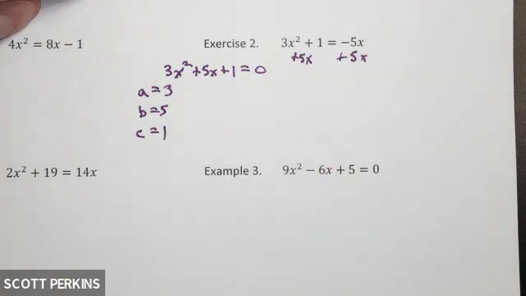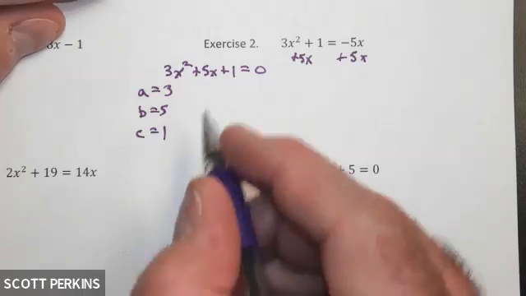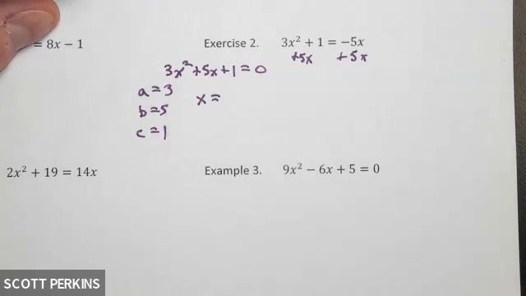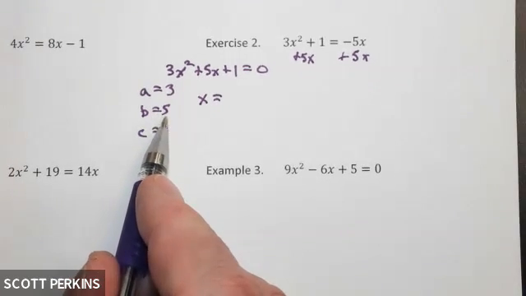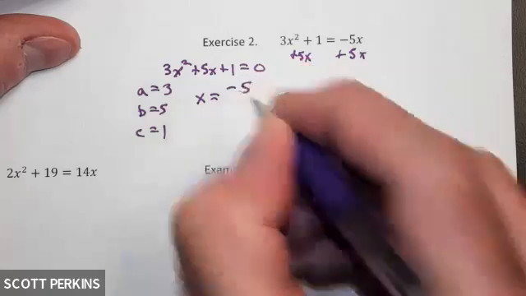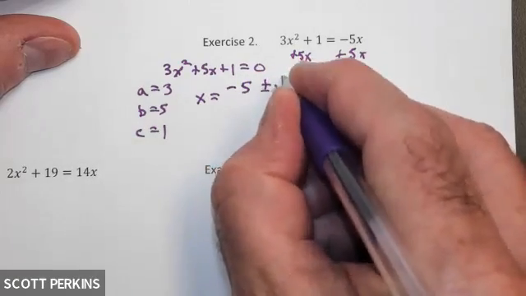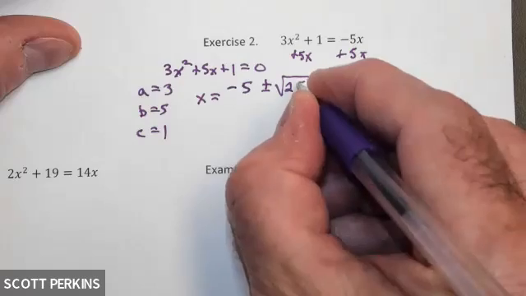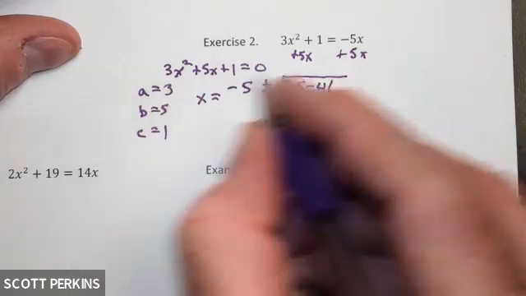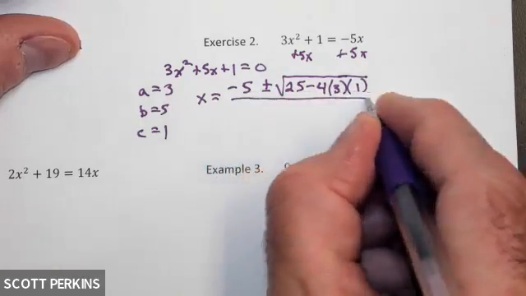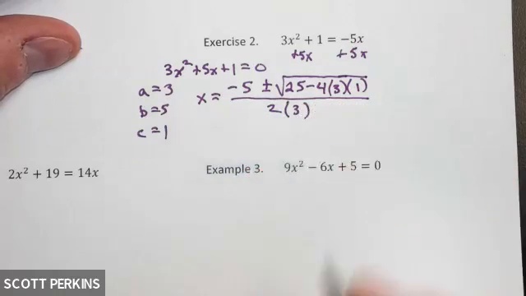Any problems so far? We doing good? All right, don't be shy. So now I'm going to just plug and chug. My solutions, my x's, are negative b. Well, this time for the first problem, b is positive. So when I do the negative b, it's going to be negative 5 up top, plus or minus the square root of b squared. So 5 squared, 5 times 5 is 25, minus 4 times a, which is 3, times c, which is 1. All of that is over 2 times a, so 2 times 3.